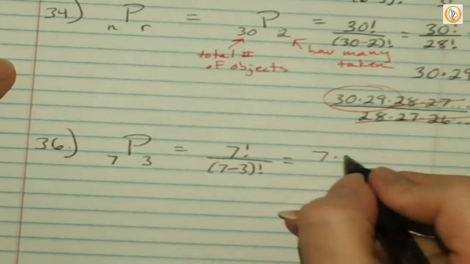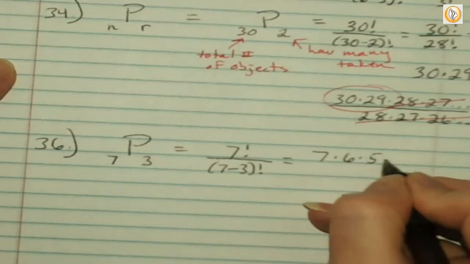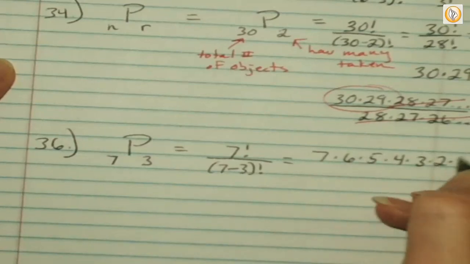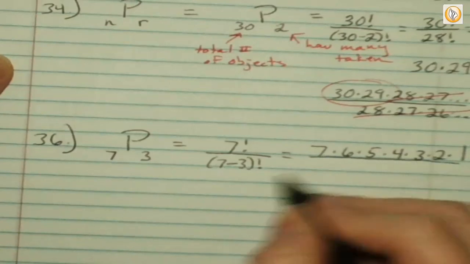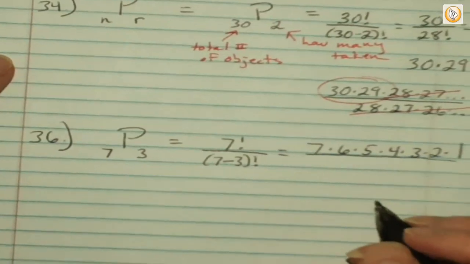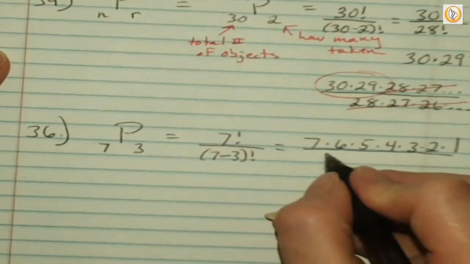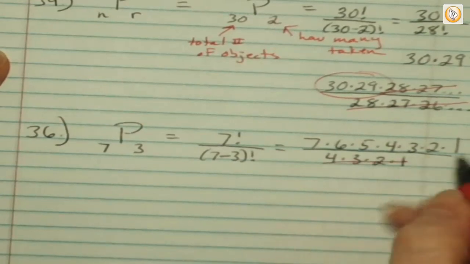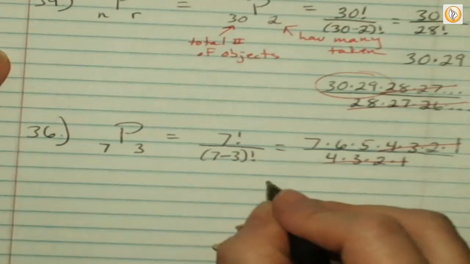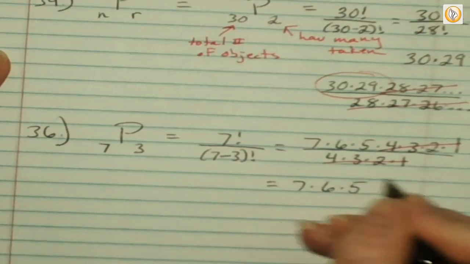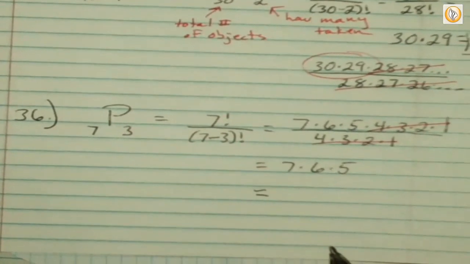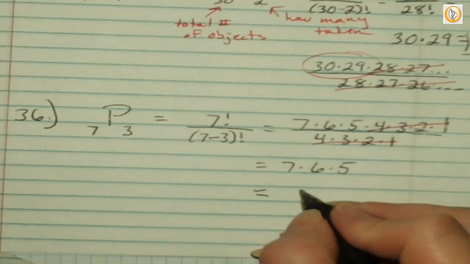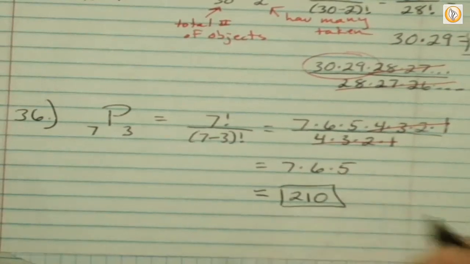That'd be 7 times 6 times 5 times 4 times 3 times 2 times 1 over 7 minus 3, which is 4, right? 4 times 3 times 2 times 1. I cross this out and this out. I'm left with 7 times 6 times 5. Someone besides Whit. Aiden. 210? Yes. Any questions?